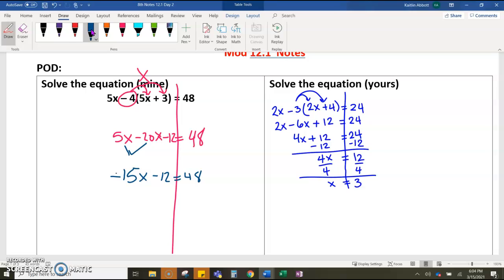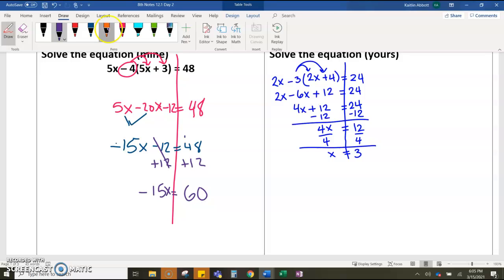Next step, I am going to get rid of the constant near the variable. So I'm going to make a zero pair with that -12. Opposite of -12 is a +12. Let's say +12. Okay, those cancel. I'm left with -15x equals 48 plus 12. 8 plus 2 is 10, so I carry the 1. 4 plus 2 is 6, so 60.